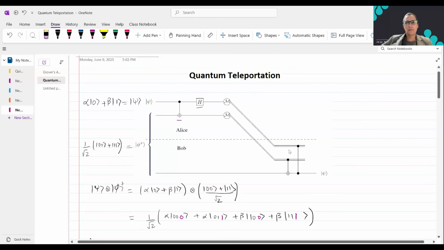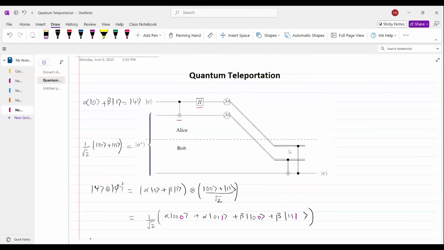And based on the classical bits that Bob receives, Bob then applies some operations on his qubit, and the resulting state is exactly the state psi that I wanted to send to Bob in the first place. I hope that answers your question. Okay, thank you.